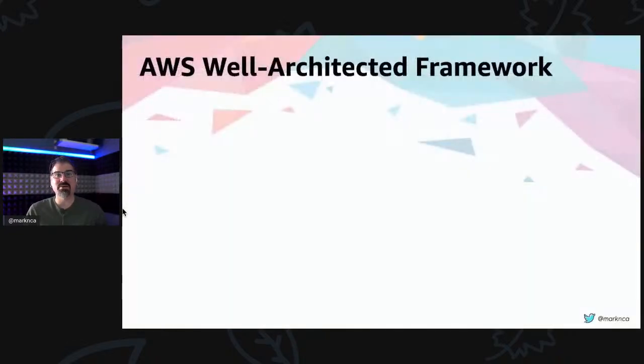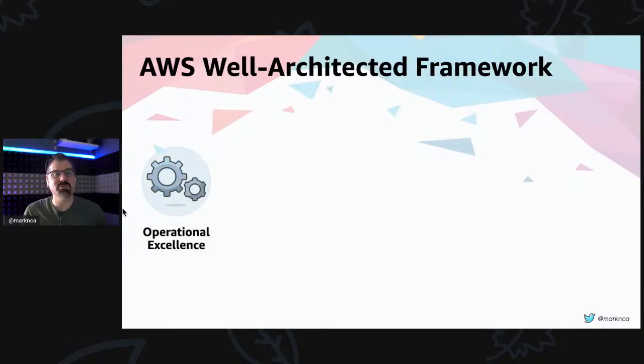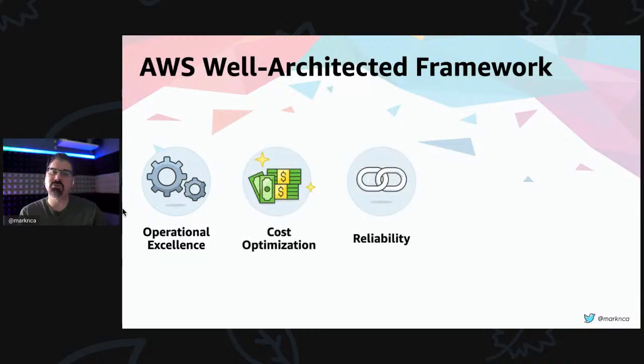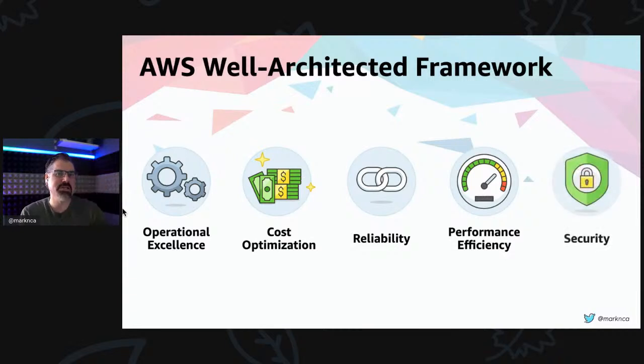So the idea here is to drive around some core principles, and each of these principles are aligned to one of the 5 framework pillars. So we have operational excellence, cost optimization, reliability, performance efficiency, and security. Now, each of these have their own dedicated white paper within the framework. There's an overview paper and then a deeper dive into each one of these pillars. But don't think for a minute that they're separate. They're actually completely intertwined. You can't have one without the other.